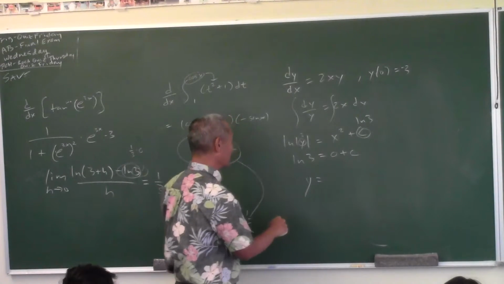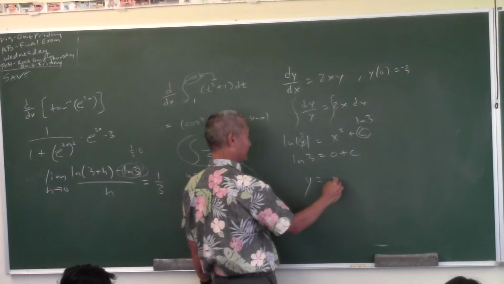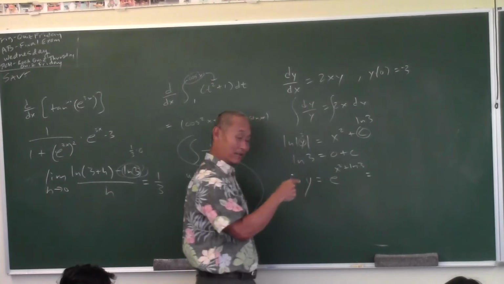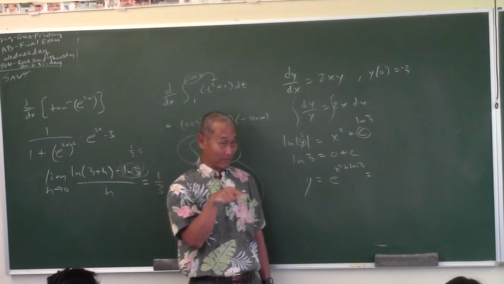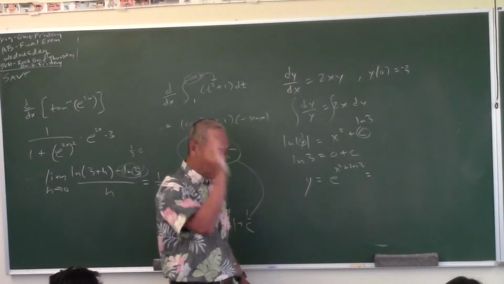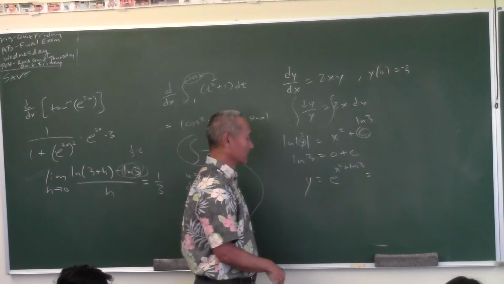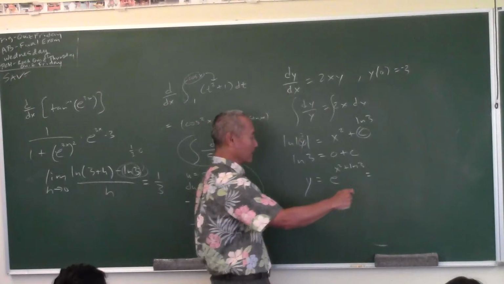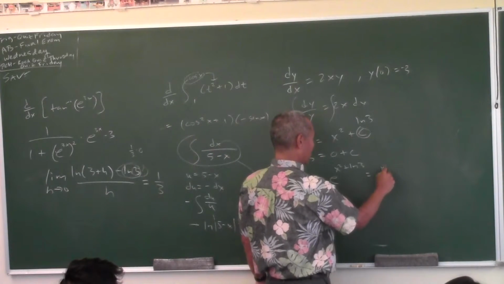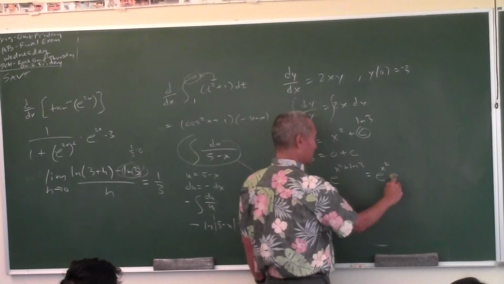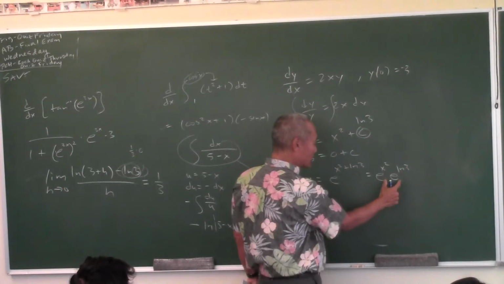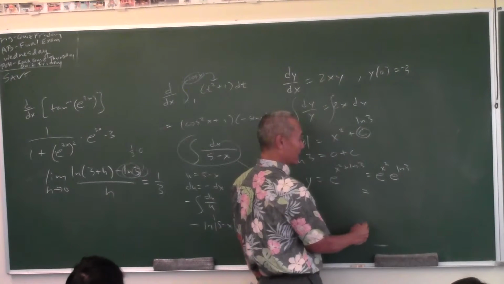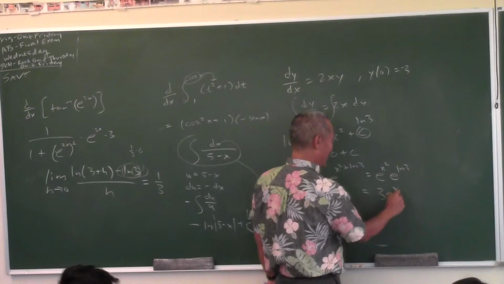Okay, continue. e to both sides: e to the x squared plus ln 3. But you know they're not going to write that on the multiple choice, and I expect you to simplify this tomorrow. So e to the x squared plus ln 3 is e to the x squared times e to the ln 3. When you multiply, you add exponents. So your final answer is 3e to the x squared.